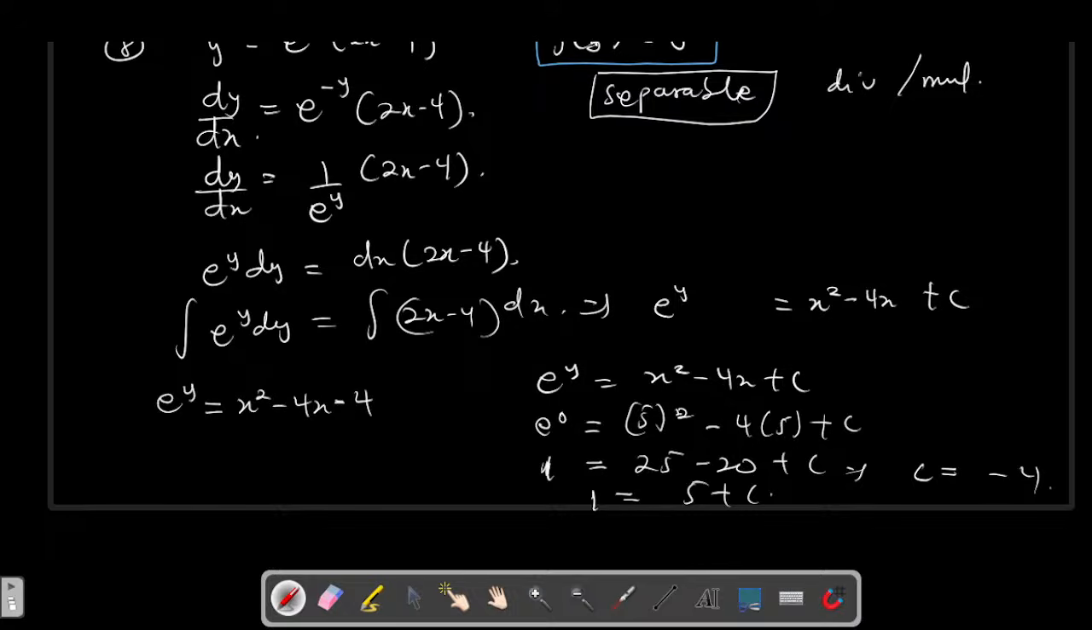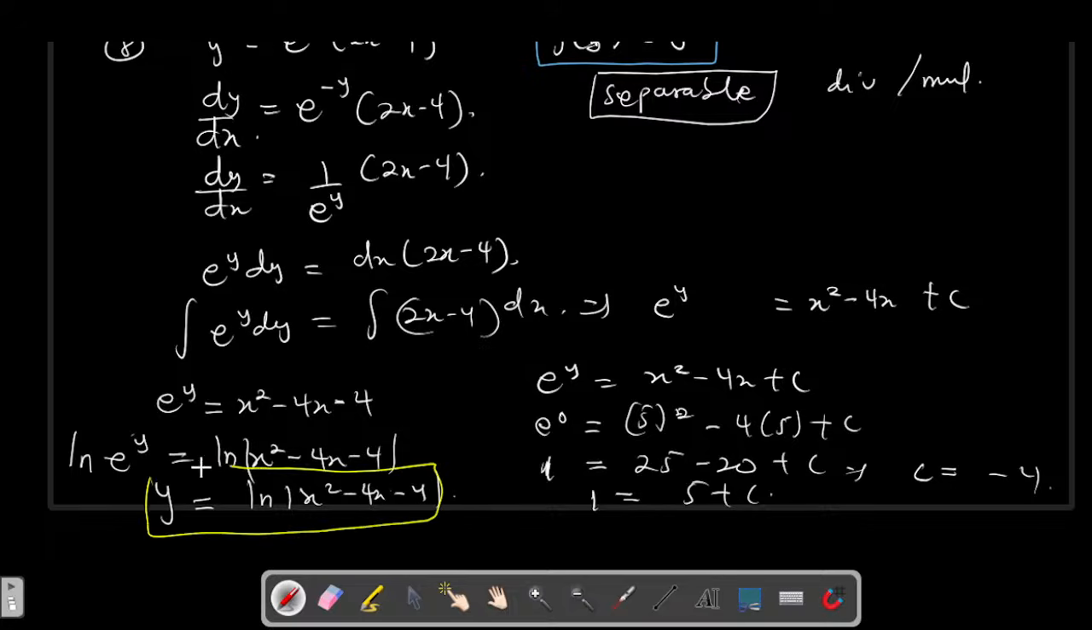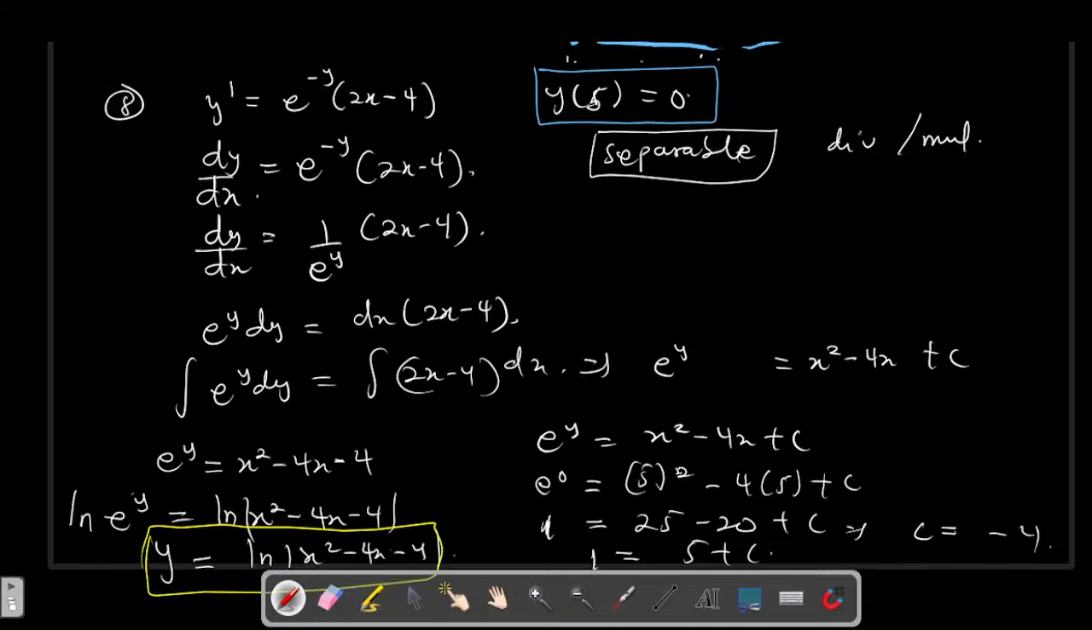How do I get rid of the e? The inverse of e is natural log, okay? So I'll take natural log on both sides. Natural log of e to the power y is equal to natural log of x squared minus 4x minus 4. At this point, natural log of e gives me y, so y equals the natural log of the expression x squared minus 4x minus 4, okay? And that is your answer for this problem. So this is how we solve a separable differential equation, and as we've gone through, let's see the next question that we have.